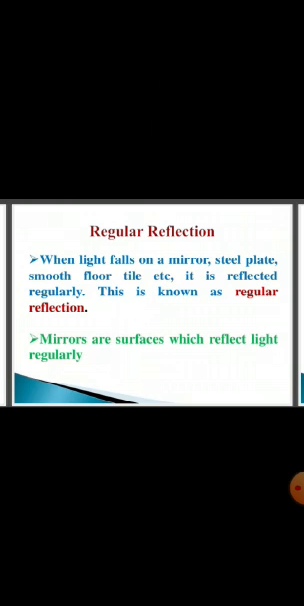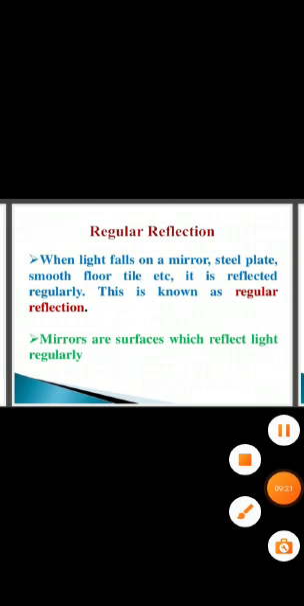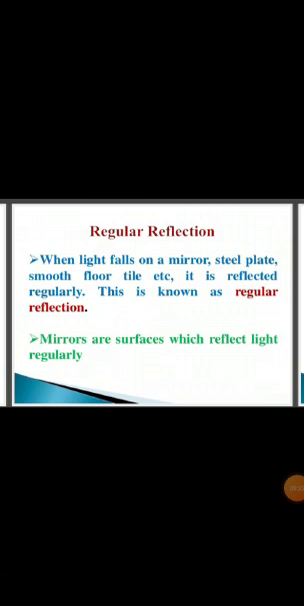For example, mirrors are surfaces which reflect light regularly. And during regular reflection, the angle of incidence is always equal to the angle of reflection. For example, if light rays hit any smooth polished surface at 45 degrees, it will reflect back with the same angle. So it means that the angle of incidence is always equal to the angle of reflection, and that is called regular reflection. In regular reflection, the surface will always be smooth and polished.